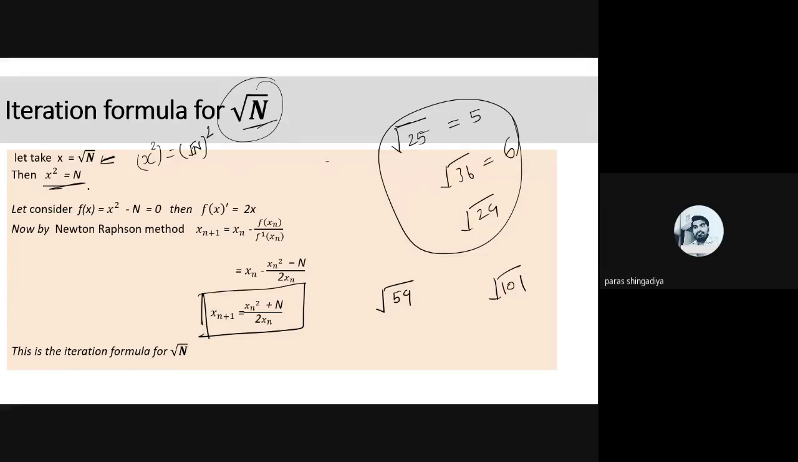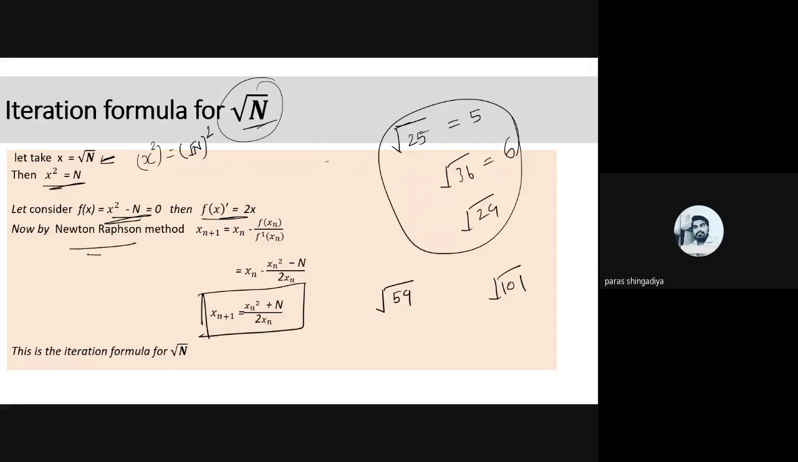And now let us consider this as a function. So f(x) will be x square minus n is equal to 0. Here n means any number, any number you can consider. And now we need its derivative. So f dash x will be 2x. The derivative of x square is 2x, and n is a constant value, so the derivative of n will be 0. So the remaining term will be 2x only. So f dash x is equal to 2x.